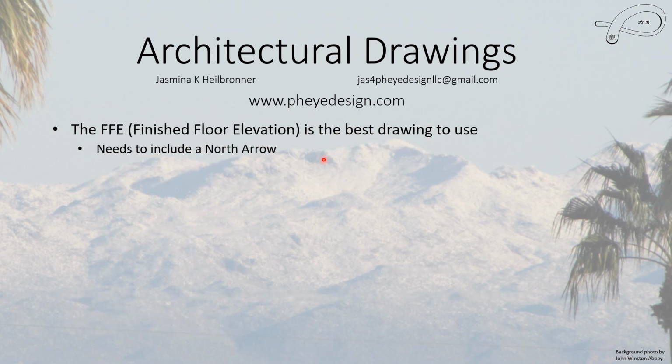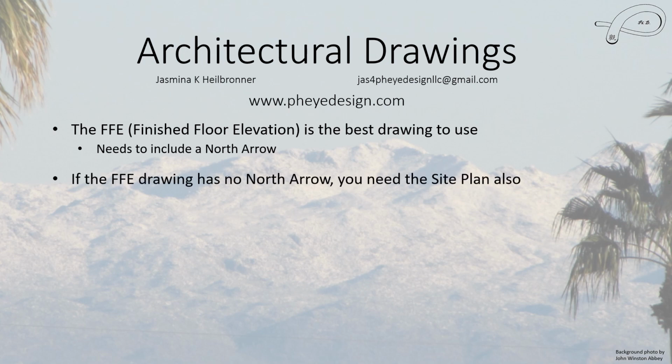If you do find that you need to have an architectural drawing, the best drawing that you can get is the FFE. That's usually all it says. FFE and maybe drawing or plan after that. It stands for finished floor elevation, but that's almost never written out. But you ask for it by the FFE. And it does have to have a north arrow on it. Most do, but some may not, especially if they were drawn some time ago. If they do not, then you need something called the site plan, because the site plan must have the north arrow on it.